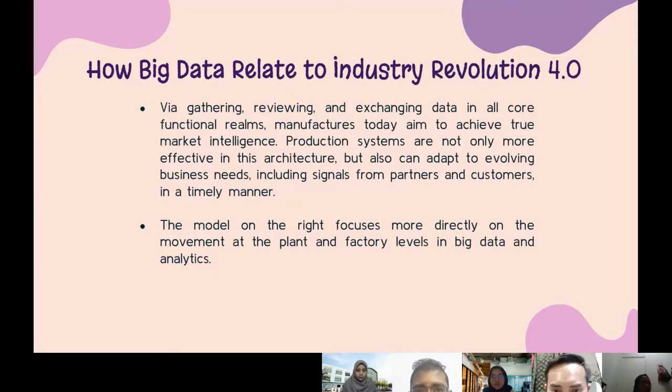How does big data relate to Industry Revolution 4.0? From gathering, reviewing, and exchanging data in all core functional realms, manufacturers today aim to achieve true market intelligence. Production systems are not only more effective in this architecture, but can also adapt to evolving business needs, including signals from partners and customers in a timely manner. The model on the right focuses more directly on the movement of plant and factory levels in big data and analytics.